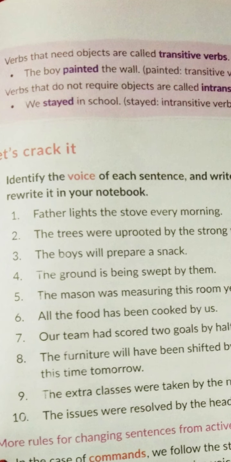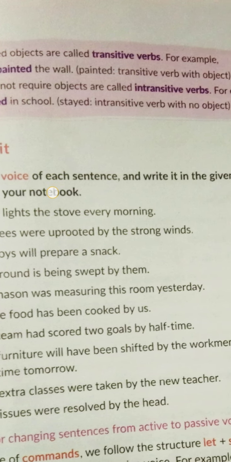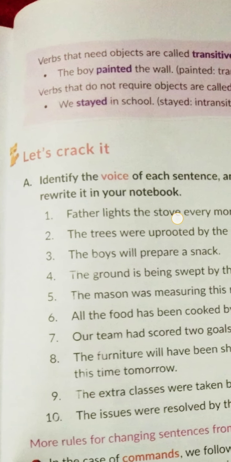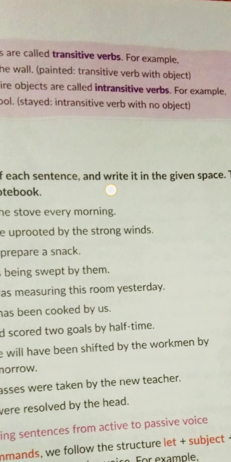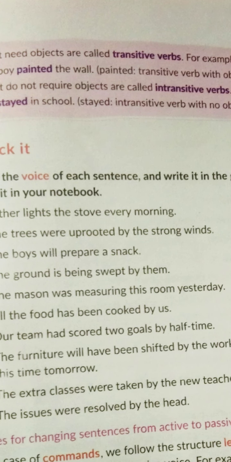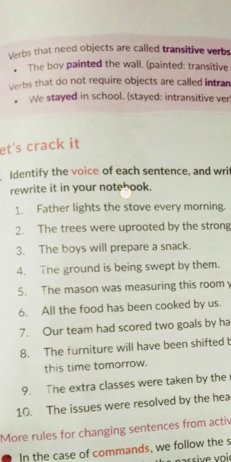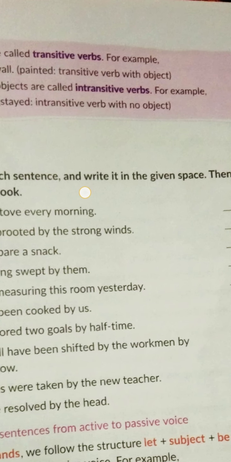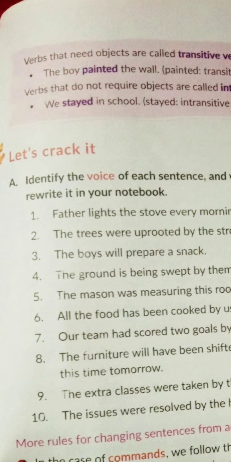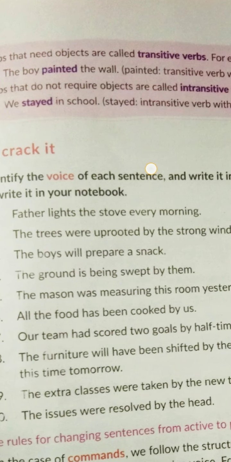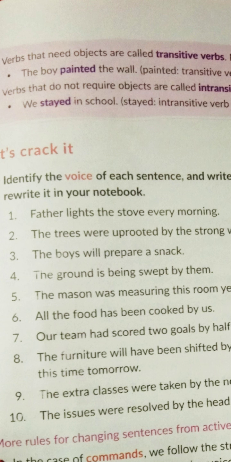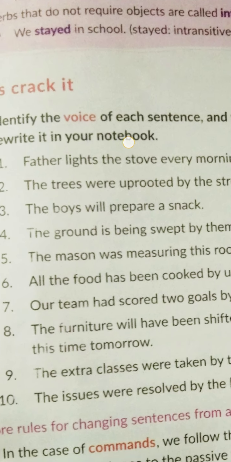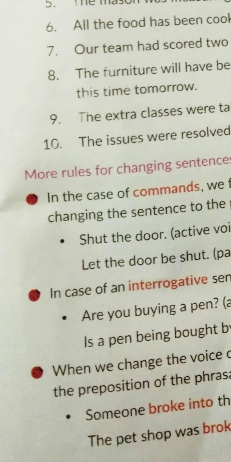Now, next is verbs that need objects are called transitive verbs. For example, the boy painted the wall. Here, painted is a transitive verb with the object wall. Okay. Verbs that do not require objects are called intransitive verbs. For example, we stayed in school. So, stayed here is intransitive with no object. Okay. Now, here are a few exercises which you will try.